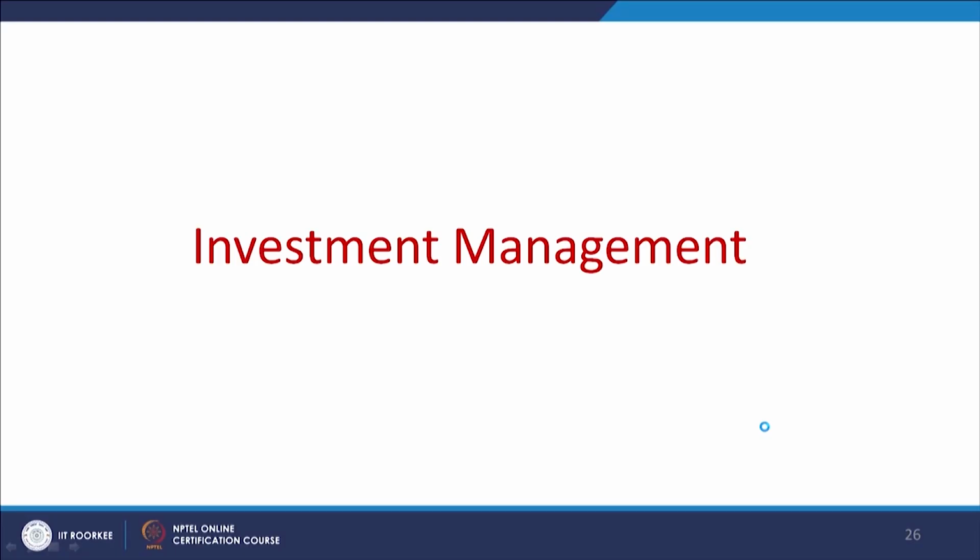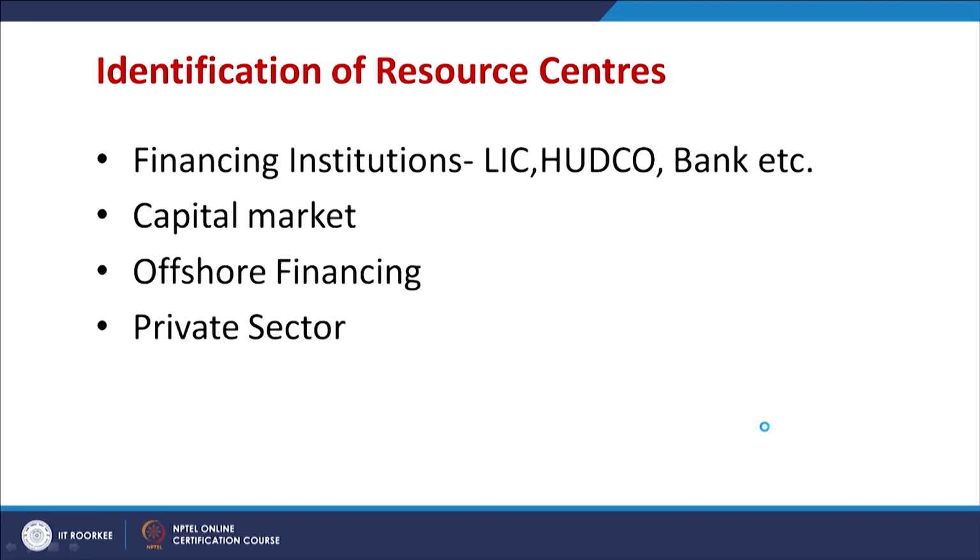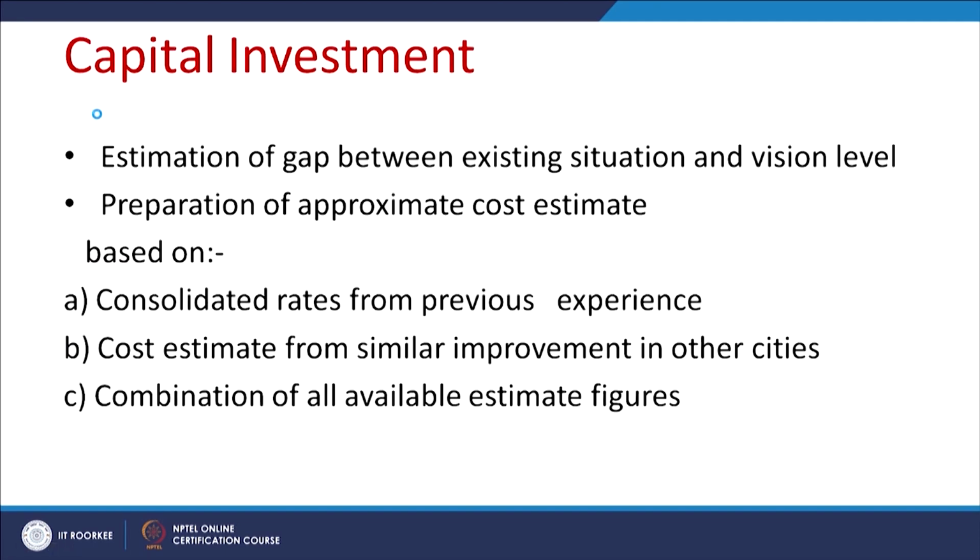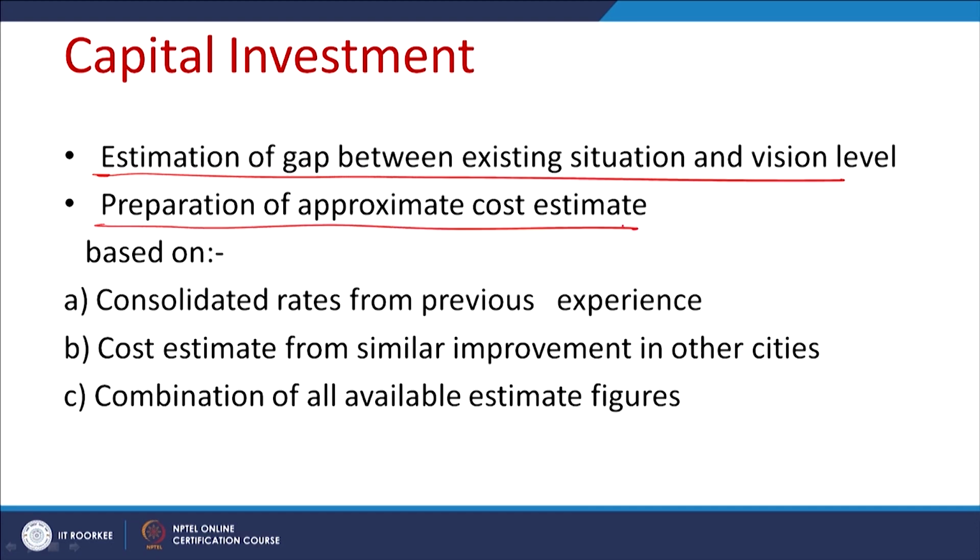Next we mention investment management. Now, these are the investment sources like the capital market, private sector, offshore financing, and of course, the government and the public sources. For investment, the first job is estimation of the gap between the existing situation and the vision, and preparation of an approximate cost estimate, which can be based on consolidated rates from previous experience, or similar improvements in other cities, or from available estimate figures.